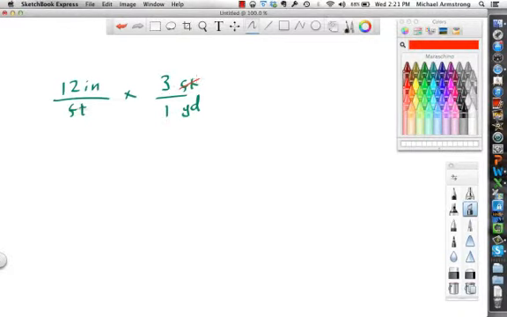So my feet cancel, leaving me with yards. 12 times 3 is 36 inches, because I'm left with inches, per 1 yard. See, 1 times 1 is 1. 12 times 3 is 36. I've gotten rid of feet, and I'm left with inches per yard. 36 inches per yard. That's how that goes. That's all you have to do for this lesson. Actually, there's probably some other things, but this is the concept that we're building on.